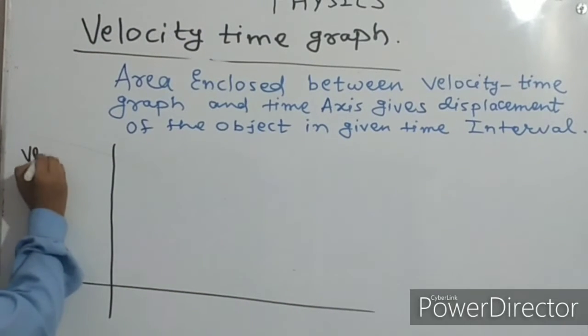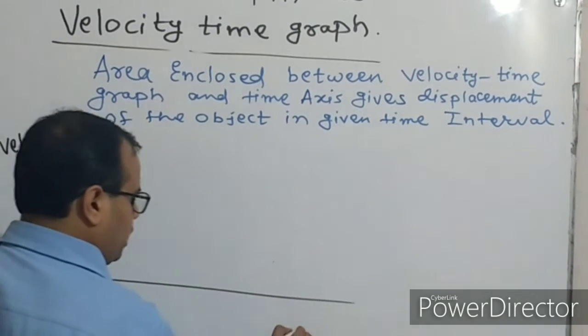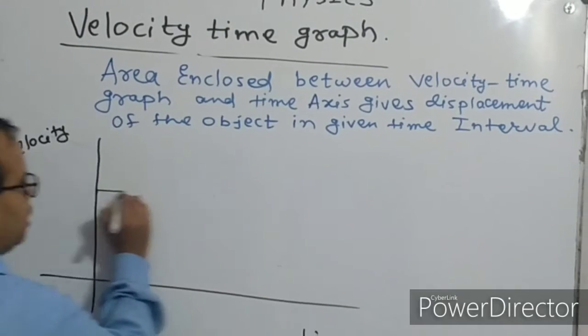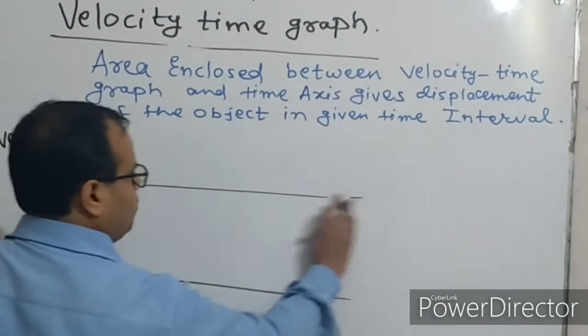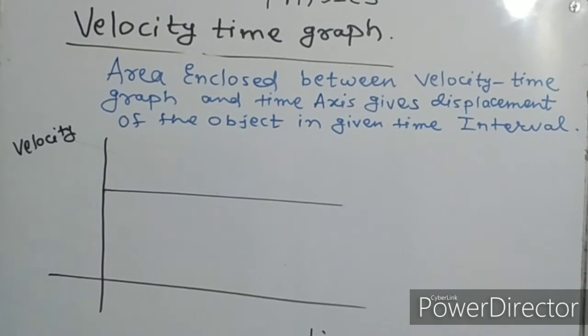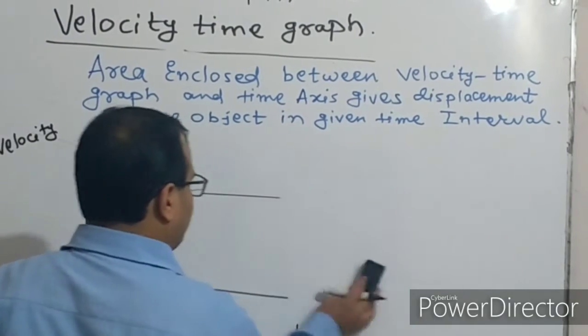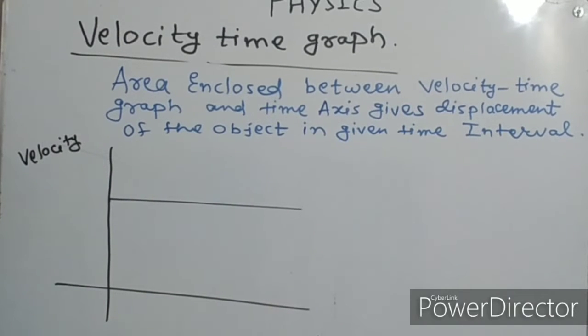Suppose here we have the velocity time graph of such an object. This is velocity and here we have time, and the velocity time graph is given like this. It's a straight line parallel to the time axis. It means that it is moving with uniform velocity. And you have to show that the area enclosed between the velocity time graph and the time axis gives the displacement of the particle in the given time interval.